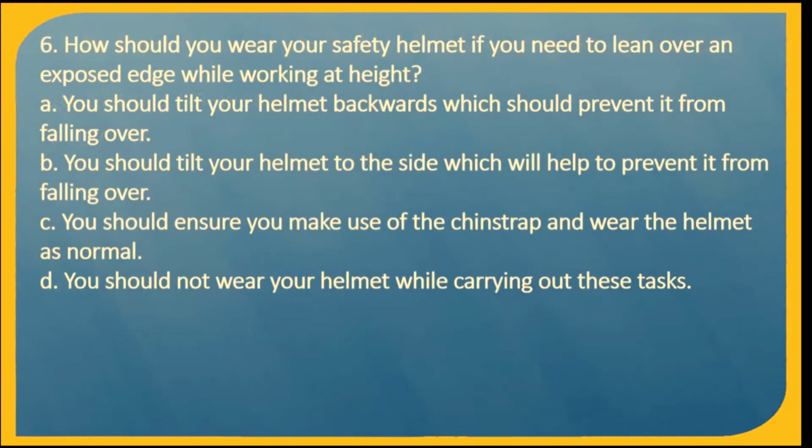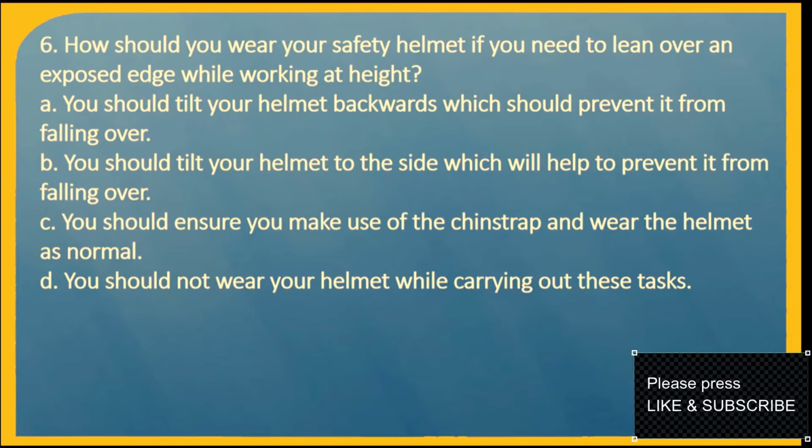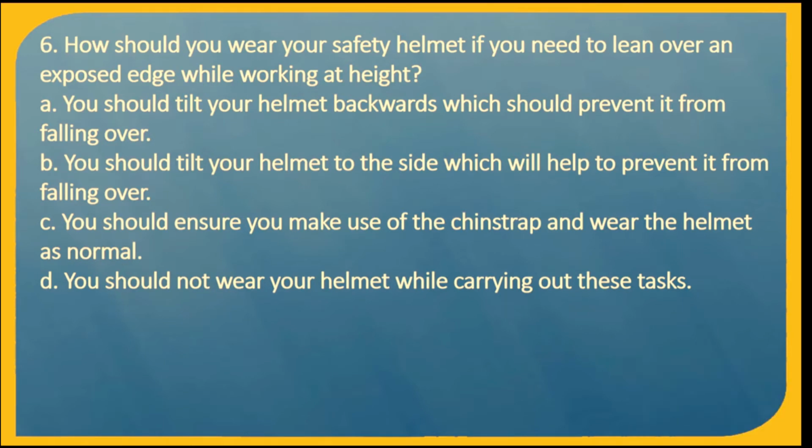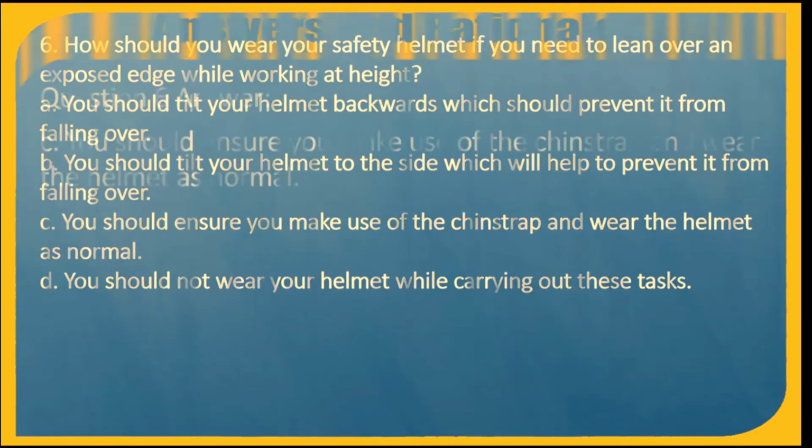Question 6. How should you wear your safety helmet if you need to lean over an exposed edge while working at height? A. You should tilt your helmet backwards, which should prevent it from falling over. B. You should tilt your helmet to the side, which will help to prevent it from falling over. C. You should ensure you make use of the chin strap and wear the helmet as normal. D. You should not wear your helmet while carrying out these tasks.